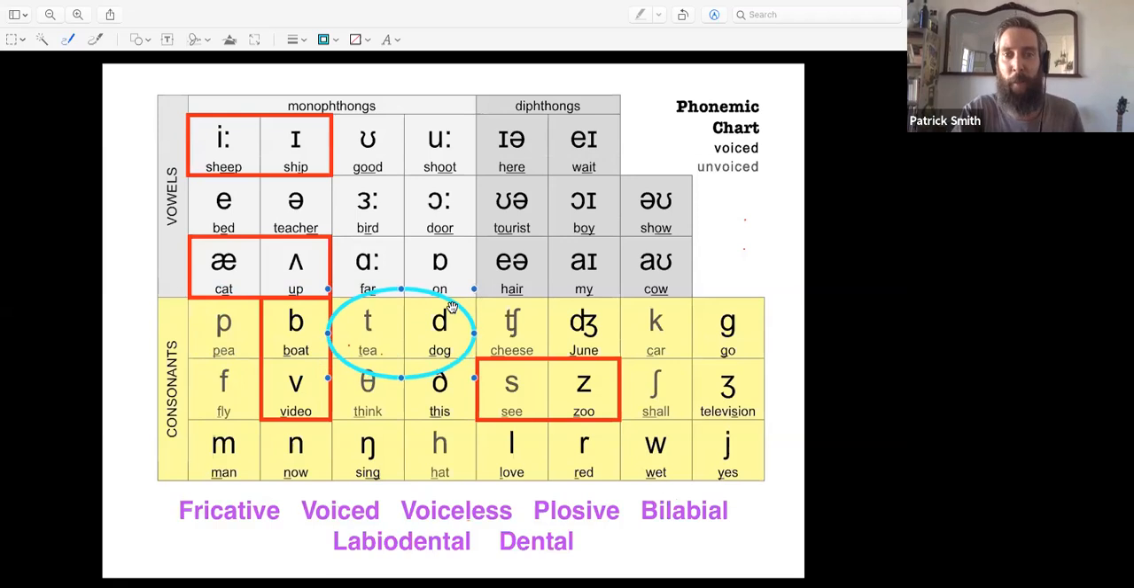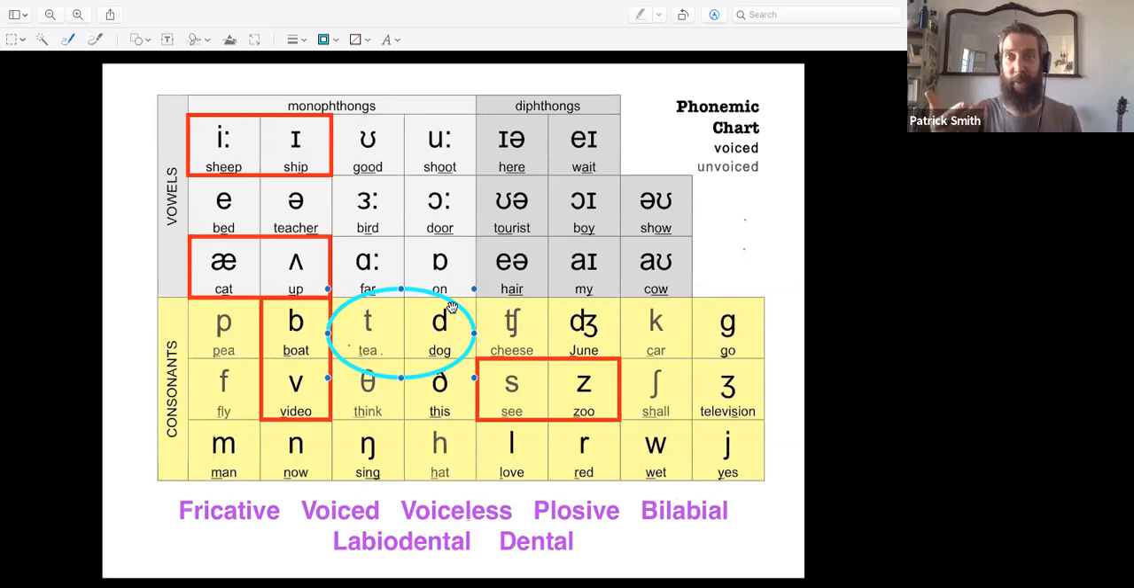We could do the same with t and d. Exactly the same. What I'm doing with my mouth is exactly the same. T, d. It's the same, yeah? Except the D in dog is voiced. D, d. There's a vibration. And t, t. There's no vibration.